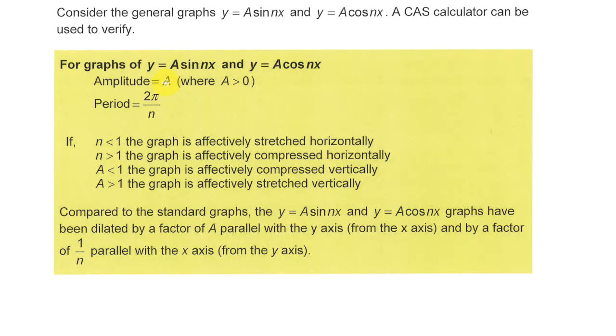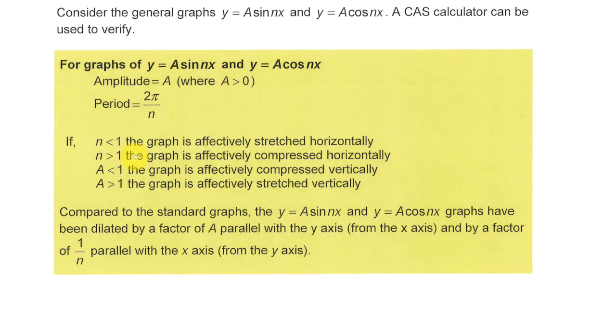So that's our amplitude. Our period will be 2 pi on n. So if, for example, we had y equals sine of 2x, the value immediately in front of the x is a 2. So therefore, our period will be 2 pi on 2, which would simplify to being just pi.